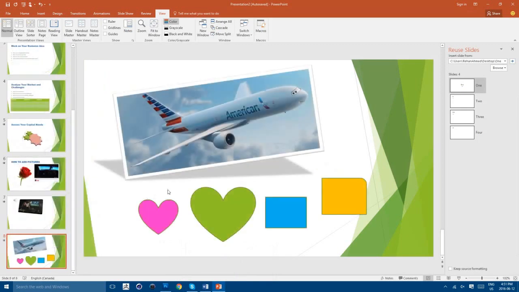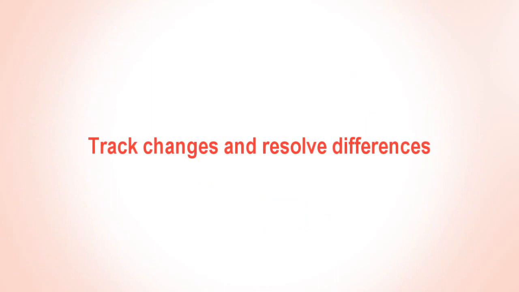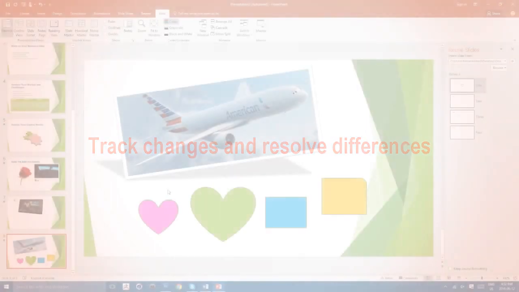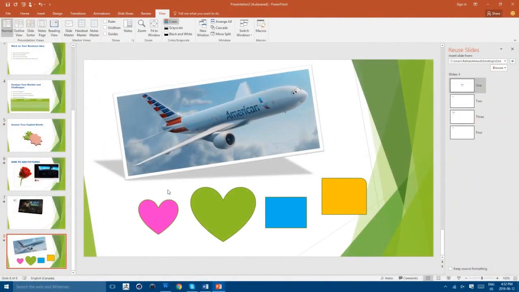Okay, up next, how to track changes and resolve differences. There is no feature in PowerPoint that actually allows you to track changes. However, you can use two features that can serve the same purpose. They are the comments and the compare features. These two features are useful whenever you need to add feedback on your presentation, and it is especially necessary if you're working with a team. Each member of the team can provide feedback through the comment feature. The two options for tracking changes in PowerPoint are comments and compare.